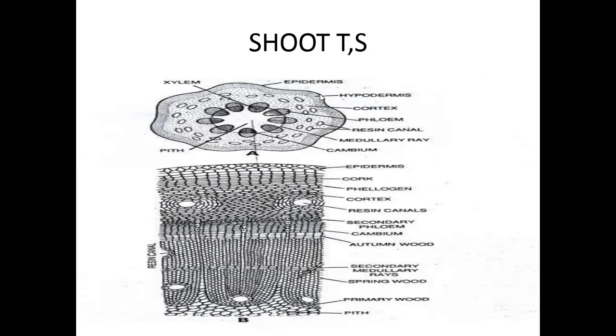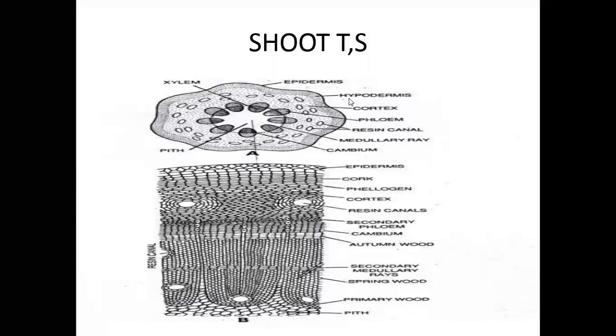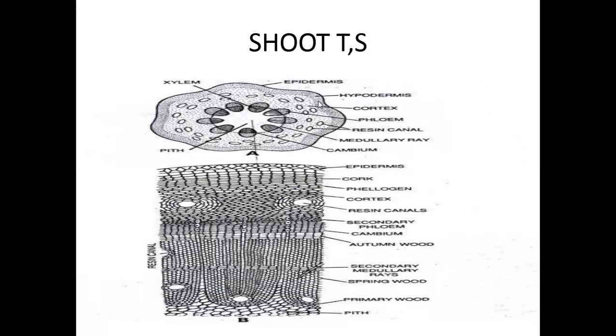Beneath the epidermis, the cortex is present. The cortex is mainly divided into two sub-portions. One is the outer cortex called hypodermis. The second one is the inner cortex called normal cortex. Hypodermis is made by chlorenchyma tissue. The chlorenchyma tissue participates in photosynthesis at the early age of the Pinus shoot.